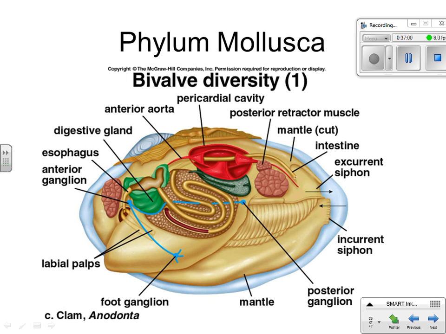It's got what kind of circulatory system? Open. Notice there's lots of organs in there. Here's the stomach, the intestines. These two things right here, what do you think those are? Well, it kind of tells you here. They're muscles. Muscles to open and close the shell. There's only two main muscles.